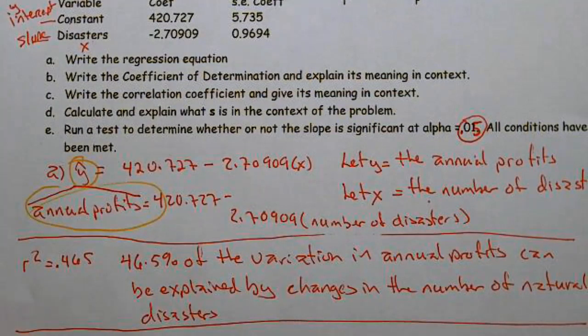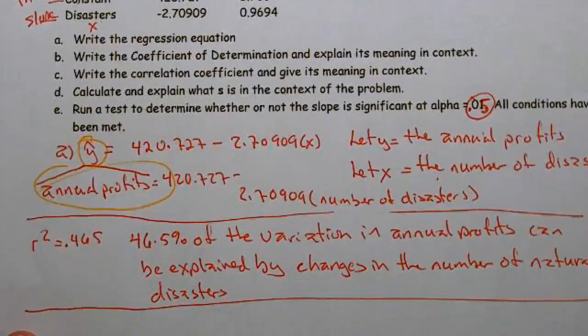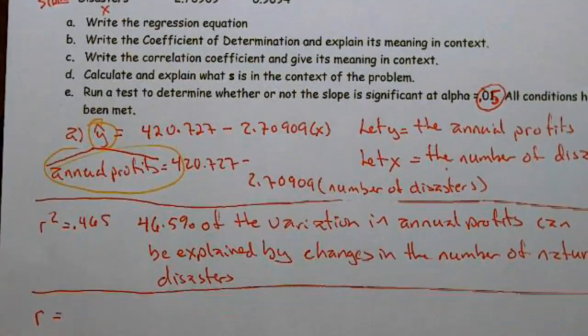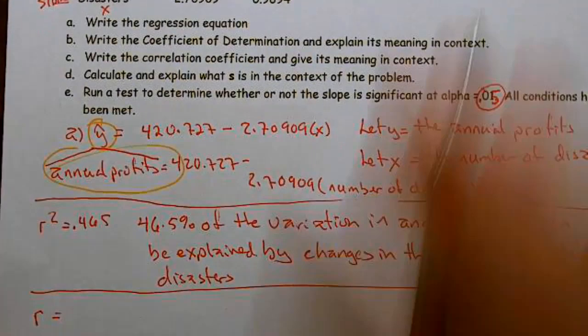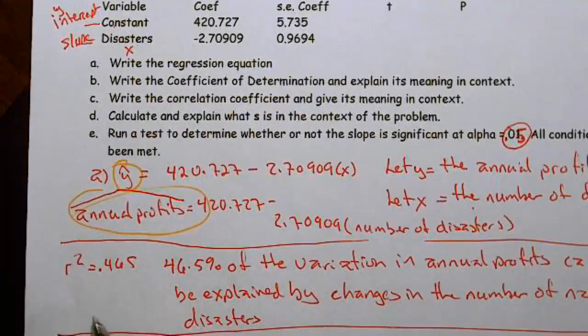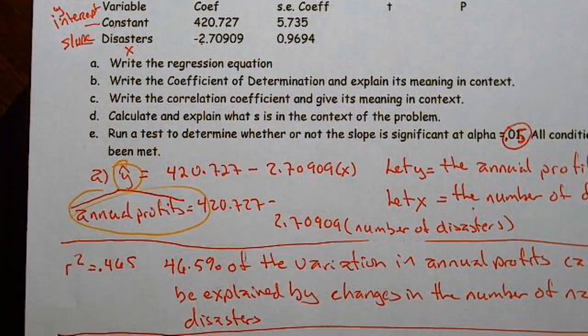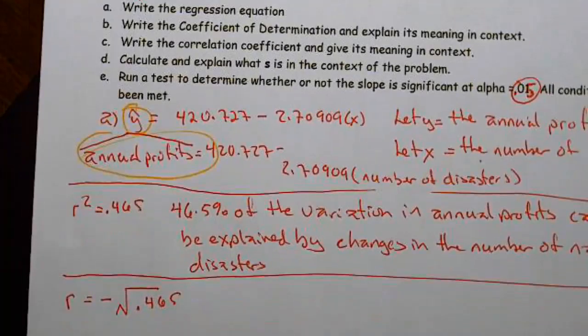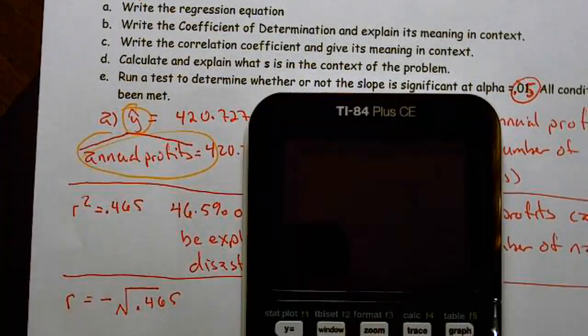Next, they're going to ask for the correlation coefficient. So what is R? Well, R is going to be based on the slope of the regression line. So what is the slope of the regression line? Well, it's negative. So we're going to need a negative sign. We're pulling that from the slope right here. So R equals negative. If it had been positive, I'd just put a positive. And it's going to be the square root of R squared, which is 0.465, or at least that's what we got above.